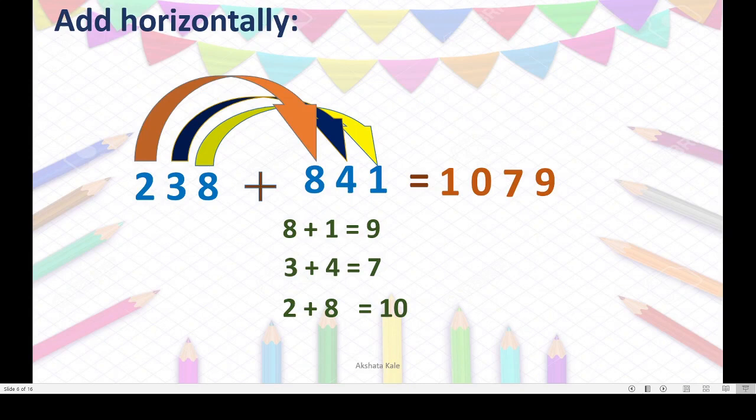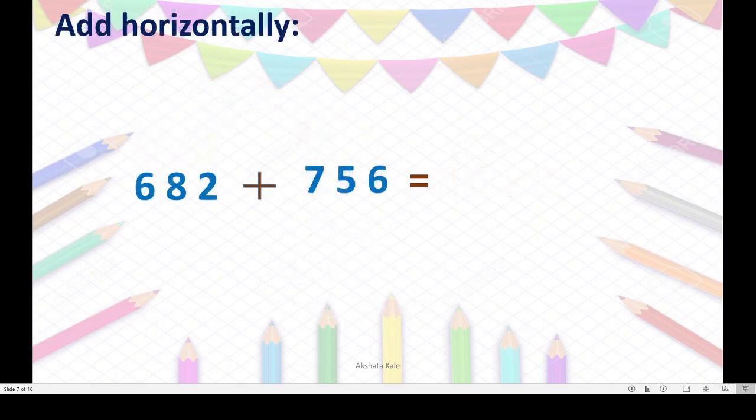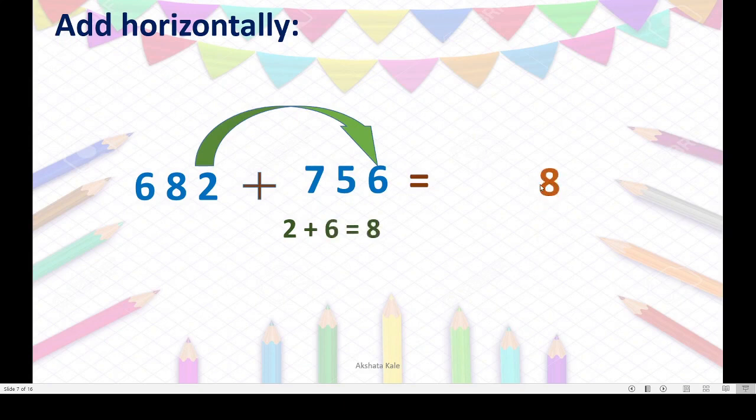Got this? One more we will try. Okay, here also there are two 3-digit numbers. We will solve this. First, the unit place, that is 2 and 6. Correct? Here 2 plus 6, how much? 8. So to the extreme right we will write 8.